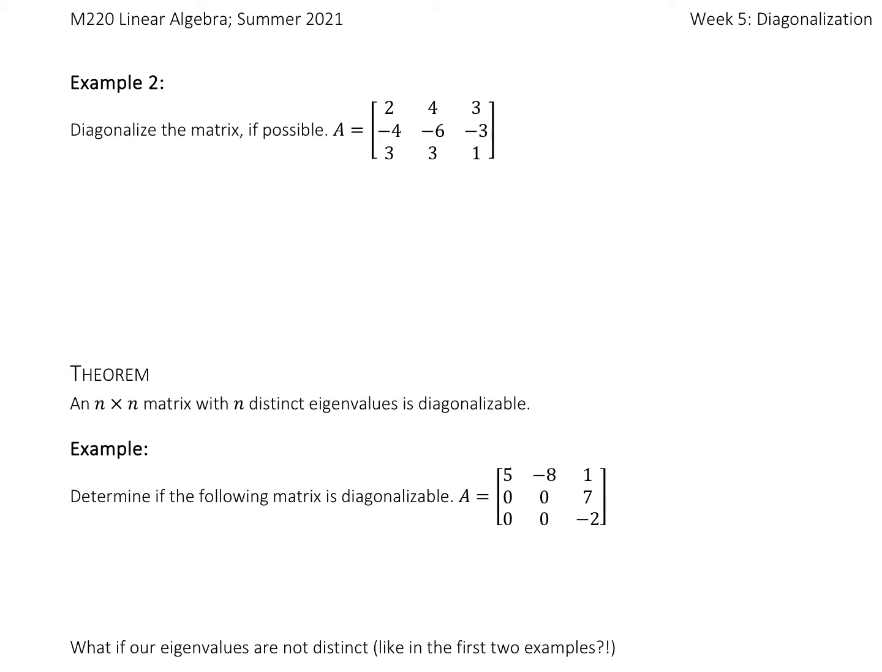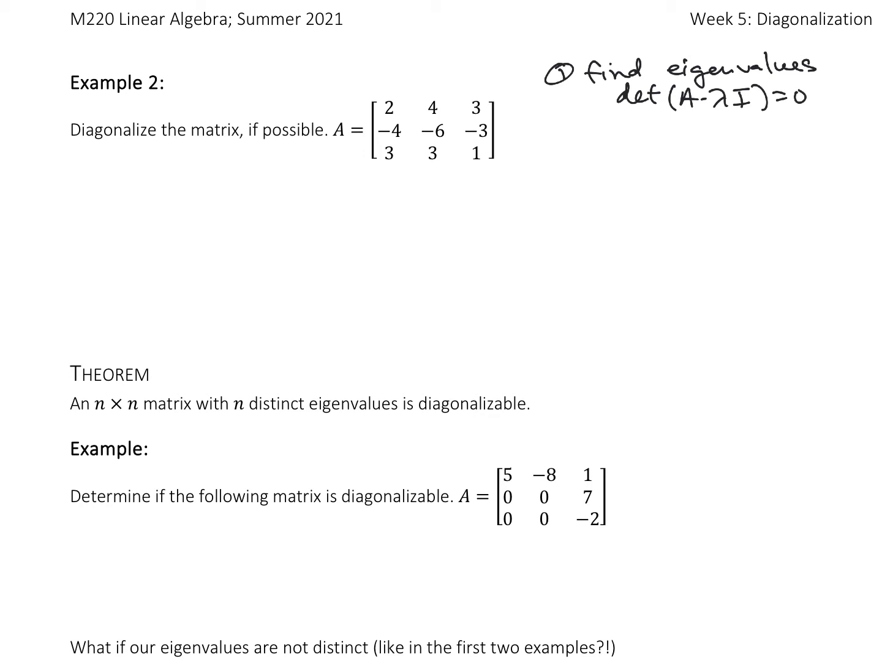All right, for this example, I'm going to skip ahead a little because the process is the same as the last example and the last question. So the first thing we want to do is find our eigenvalues, and we're going to do that by finding the determinant of A minus lambda I and setting it equal to 0.